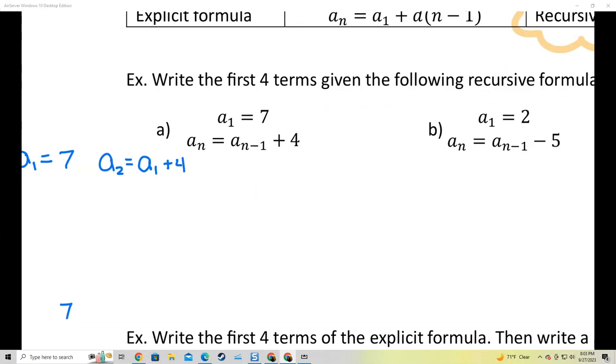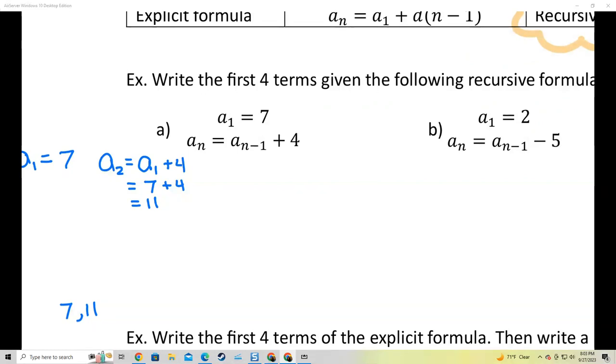Okay, what was my first term? My first term was 7, and I'm going to add 4, which means I get 11. You know what I just found out? I just found out that my second term is 11. So I get to go over here and write that the second term was 11.